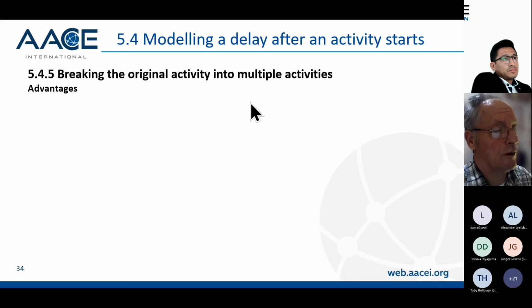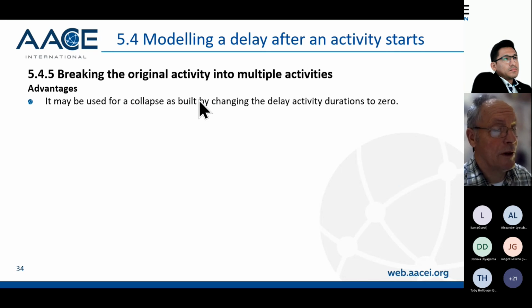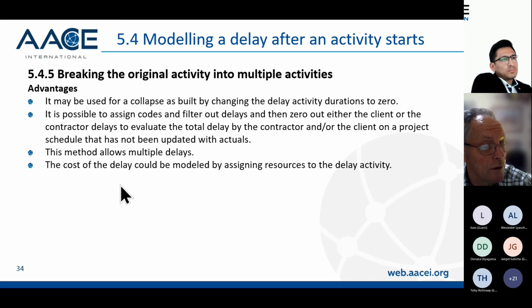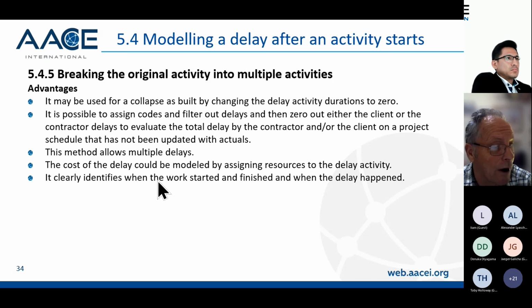So breaking the original task into multiple activities, the advantage is it can be used for collapse as built by changing the delay activity durations to 0. It is possible to assign codes and filter out delay activities and then zero out either the client or the contractor delays to evaluate them. This method also obviously allows multiple delays. The cost of the delay can be modeled by assigning resources. And the great advantage is it clearly identifies when the work started and finished, and when the delay happened.